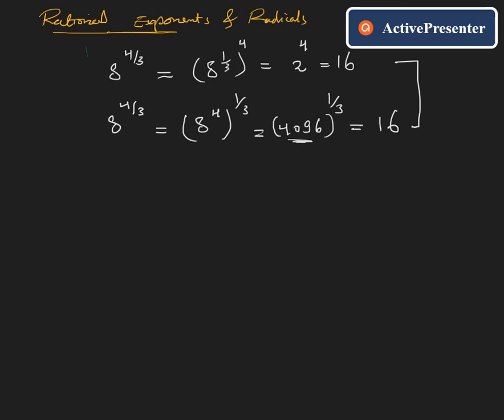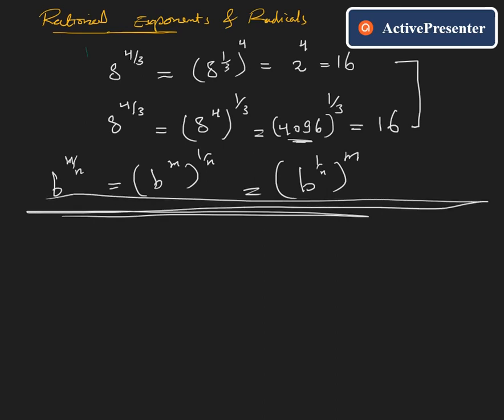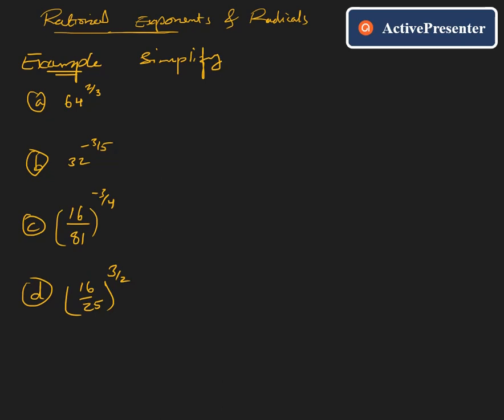So it doesn't matter if you choose b to the power m over n equals b to the power m, all to the power 1 over n, or you choose b to the power 1 over n, all to the power m. We will see when we go through examples and simplify. Okay, now let's take an example to assess our understanding.